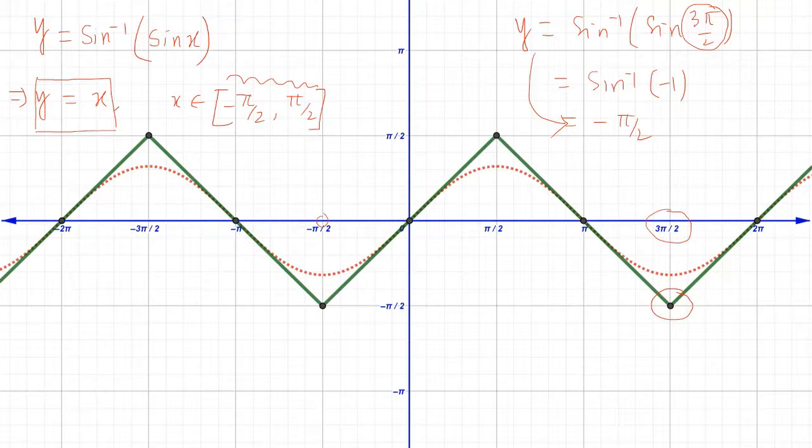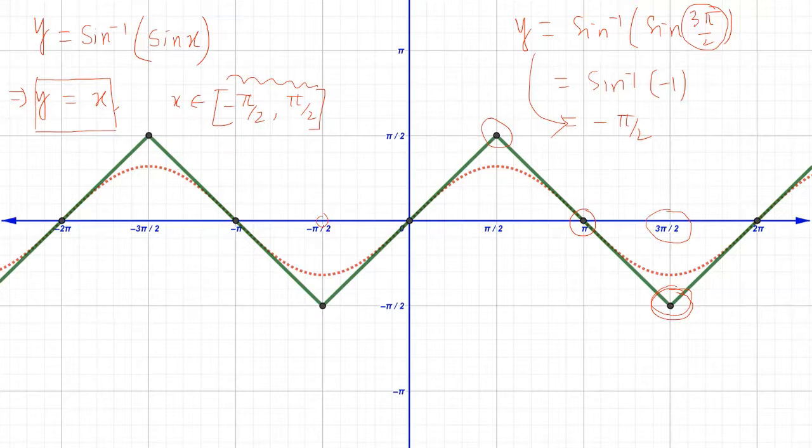So this is the point. The point pi by 2 is this point, pi 0 is this point, and 3 pi by 2, minus pi by 2 is this point. Now connect these points, it will make a line, a straight line. Why will it be a straight line? You will see.